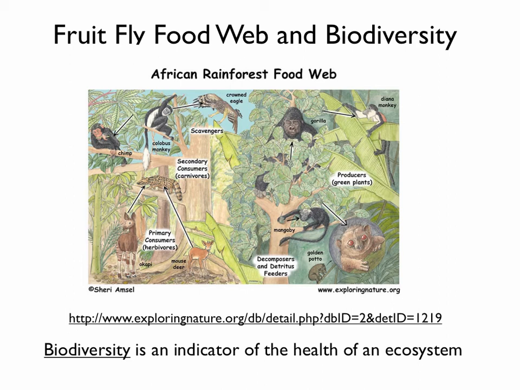And so it's that understanding that there's a richness in a food web and everything is depending on everything else. And so you want all those organisms around to help support each other and keep a healthy ecosystem. So biodiversity is an indicator of the health of an ecosystem, and it's a really good thing to have in an ecosystem.